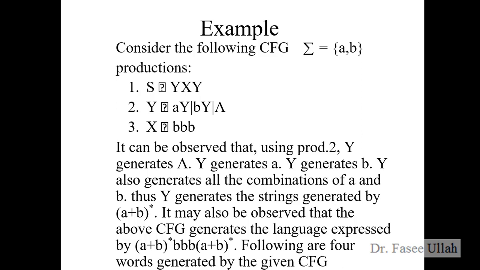So the third rule we have, that is X is equal to 3 times terminal b values. Okay, it is observed that using production rule 2, Y generates empty, right? Y generates a and Y generates b as well. Y also generates all the combinations of a and b. Okay, thus Y generates the strings generated by (a plus b) whole star. It may also be observed that the above context-free grammar generates the language expressed by (a plus b) whole star b b b (a plus b) whole star.